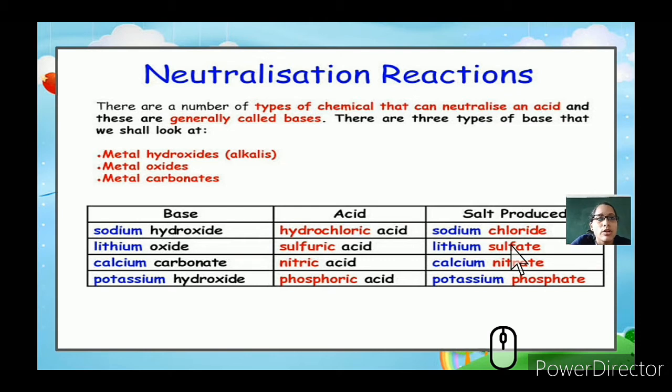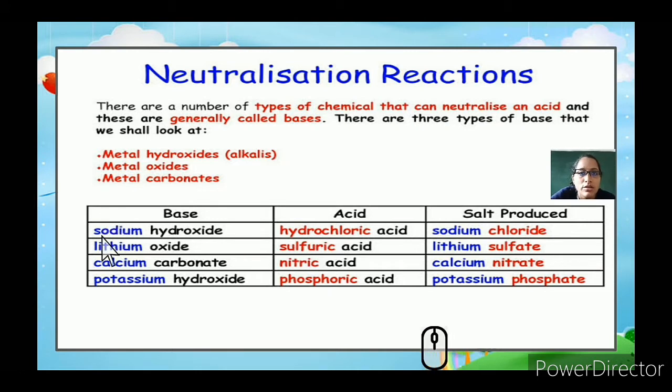So let's understand more about neutralization reactions. There are different types of chemical reactions that can neutralize an acid. An acid can be neutralized, and generally they are neutralized by the use of a base. There are three types of bases you should always keep in mind. The first is metal hydroxides. Here you can see the example, sodium hydroxide. Metal hydroxides form a base, and they are also known as alkalis.